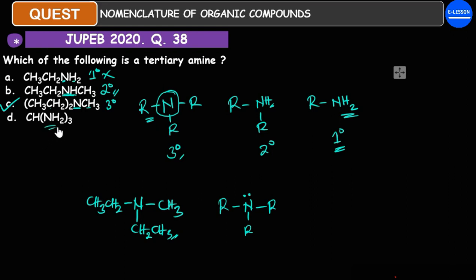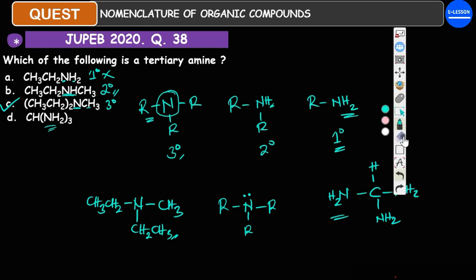Now, this is not an amine at all, because what you have here is telling you that you have C, then hydrogen, then three NH2 groups. That's what this is telling you, something like this, right? This is the meaning of this. This is not an amine. These are just amino functional groups substituted on methane. So we can say this is triaminomethane, if you want to call it that way. So that's basically the correct answer to this question.